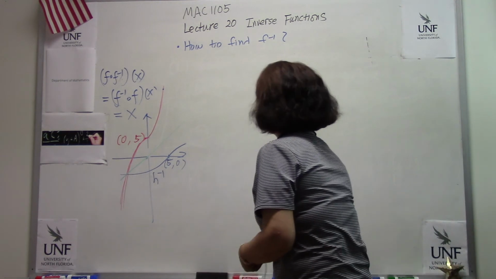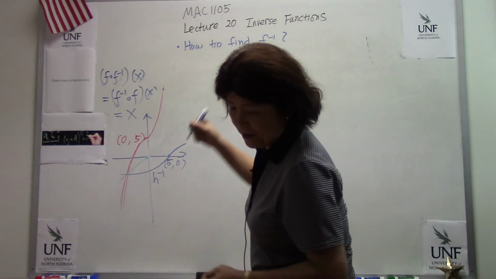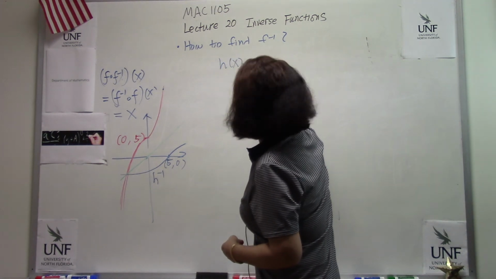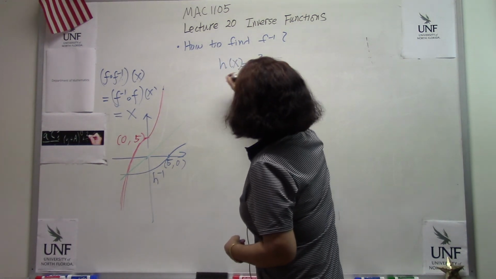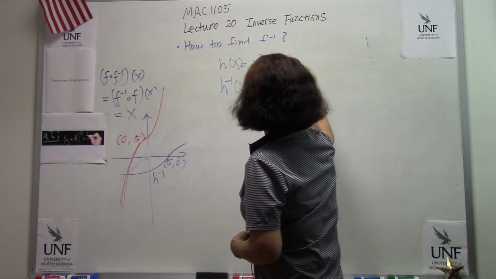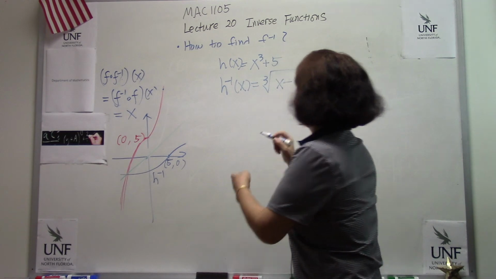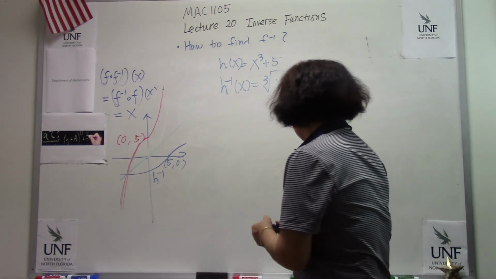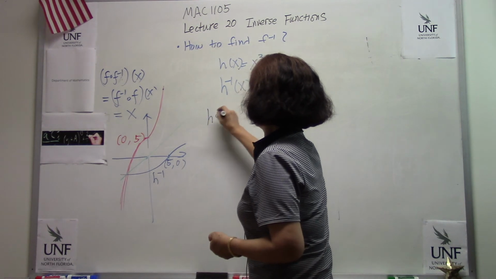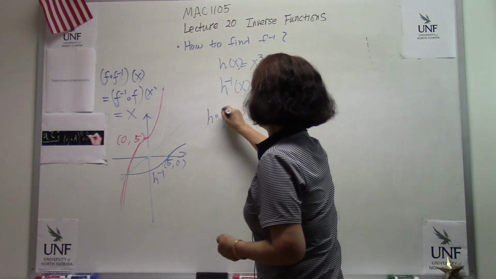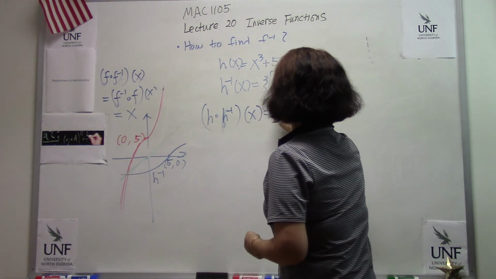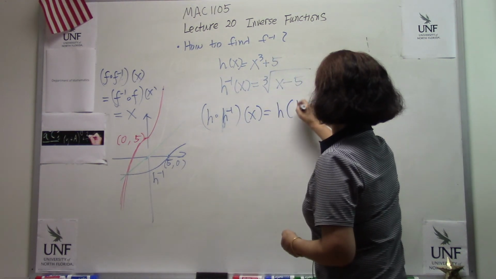Let's verify one thing. Earlier, h of x equals x cubed plus 5. And then we found that h inverse is the cube root of x minus 5. Let's compose and then verify that. Let's compose h and h inverse. So h inverse goes in here.